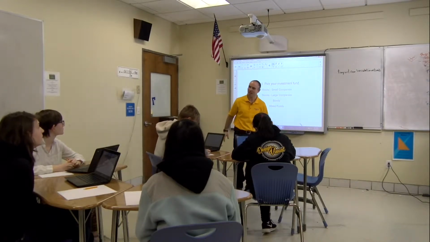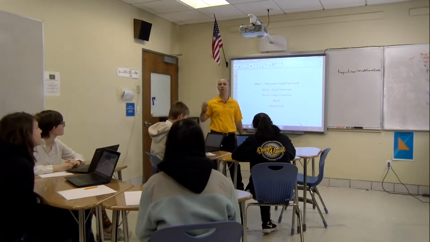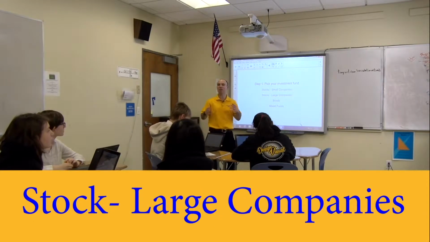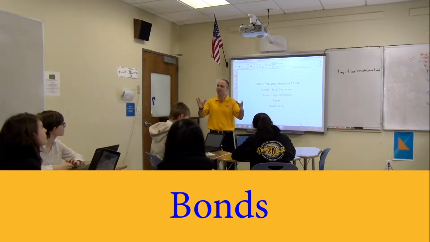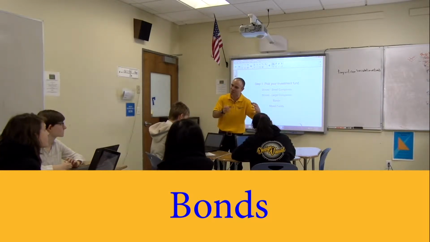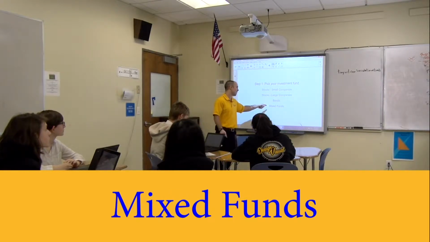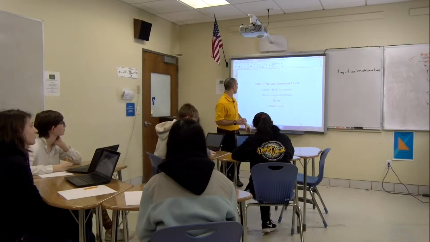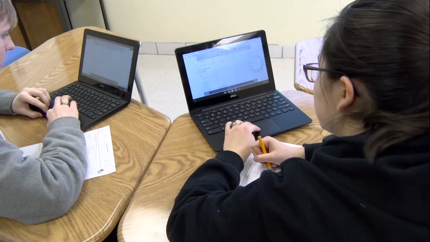Now what you guys did when you went home last night is you thought about this, you talked to your family, and you had four options. One was to invest in small companies, one was to invest in stocks of large companies. One was to invest in bonds, which historically is thought to be kind of a safer investment with less of a potential upside. And then the other option was mixed funds, which is a mix of stocks and bonds. You have selected your type of investment.